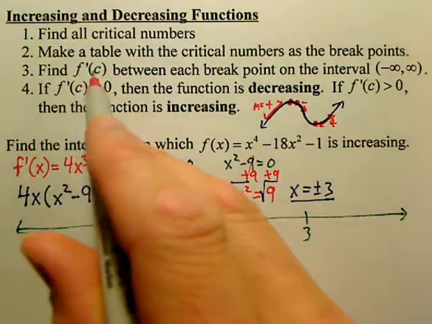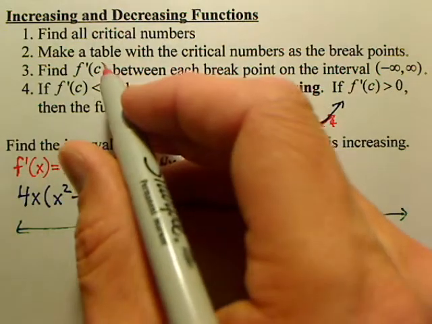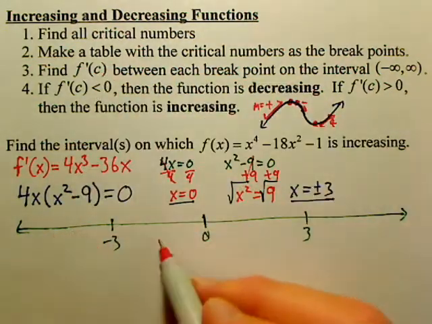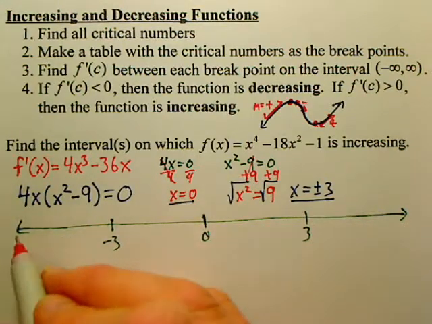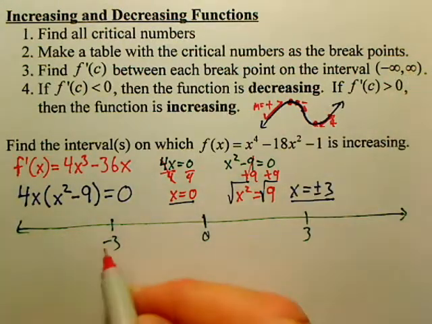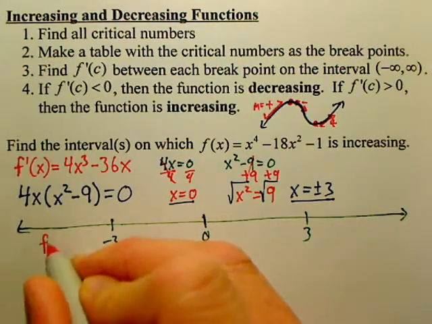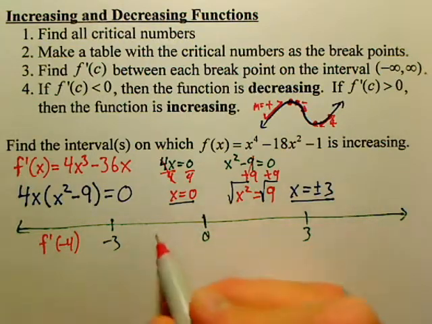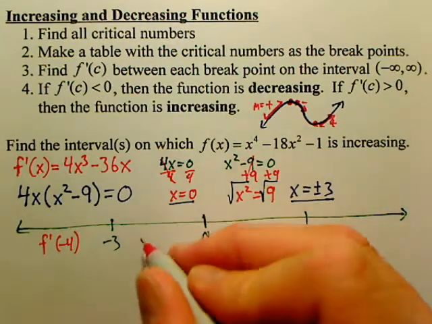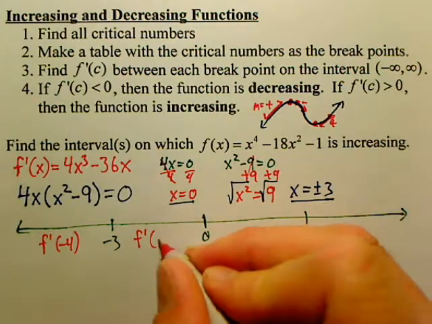Okay, find the derivative between each point on the interval. So find the derivative of c, some value on this interval for each interval. So what would be a nice number to put from negative infinity to negative 3? What would be a really easy number? Well, I want to do f prime. Let's just do negative 4. What would be a good value to plug on this interval into the derivative? I think negative 1.